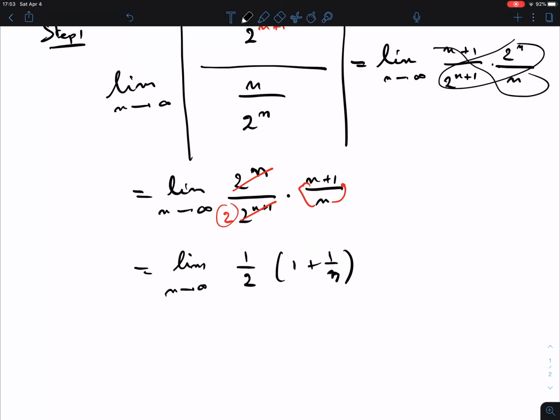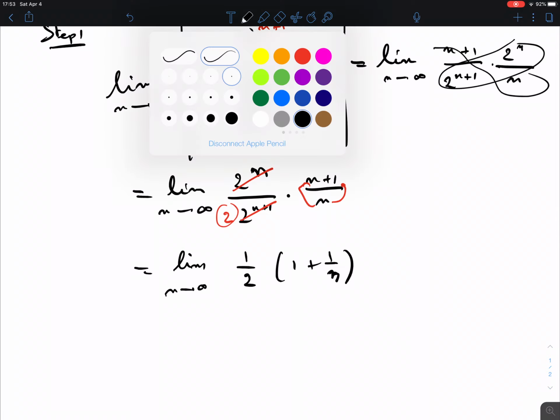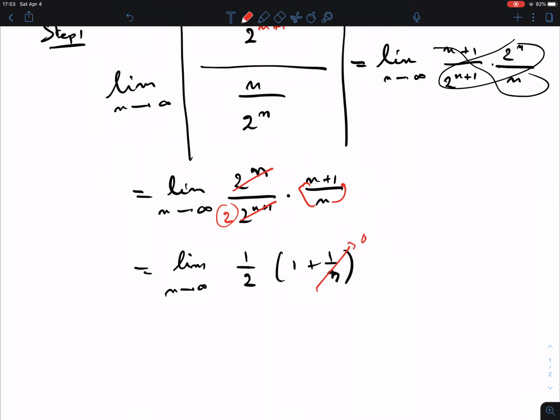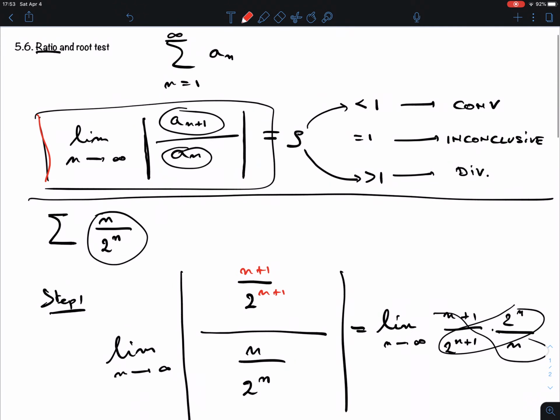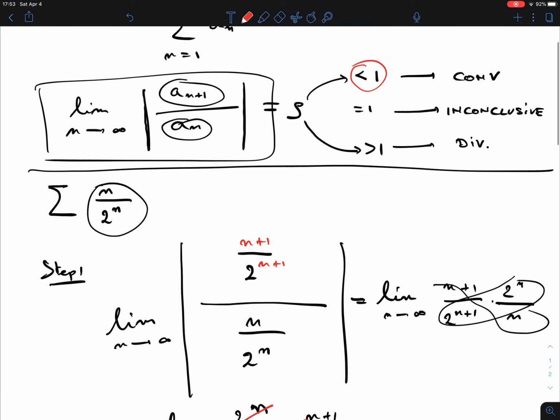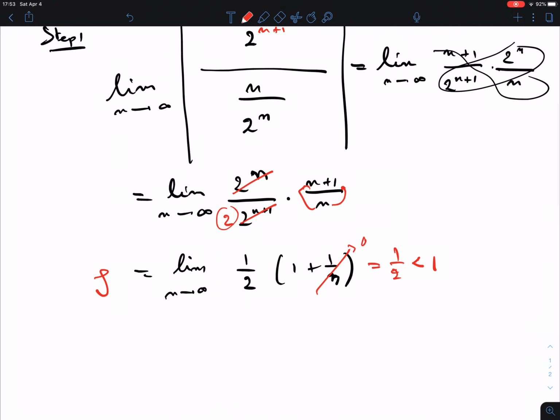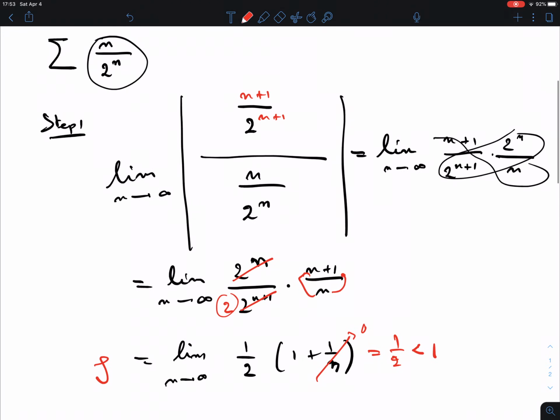Okay, and what happens if I put in infinity now? Now everything works nicely because this will go to 0. And therefore the limit is a half times 1, in other words a half. So this is the rho. The rho that we were talking about is in this boxed formula here. And so let's look at the condition. Less than 1, that's the case we're in now, right? Rho is less than a half. So we get convergence. That's it.